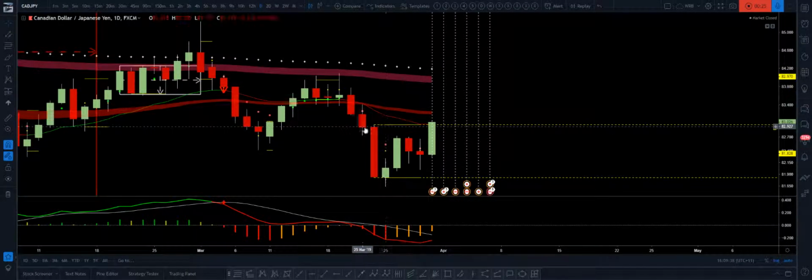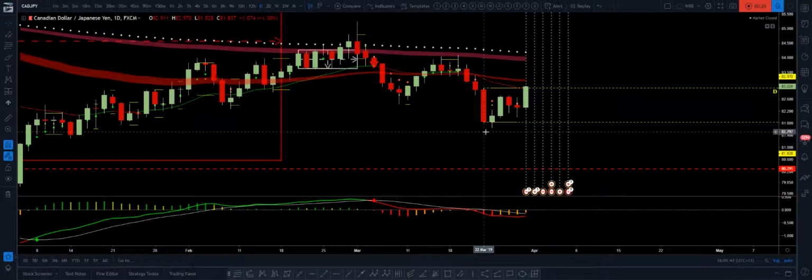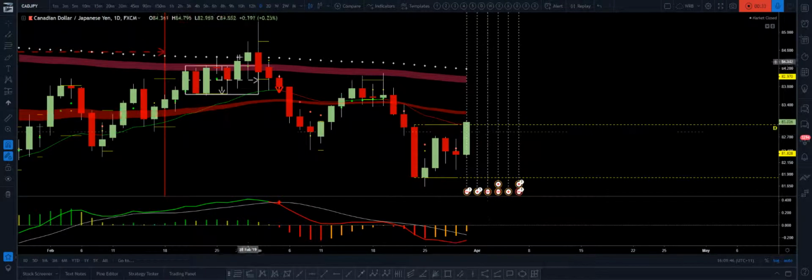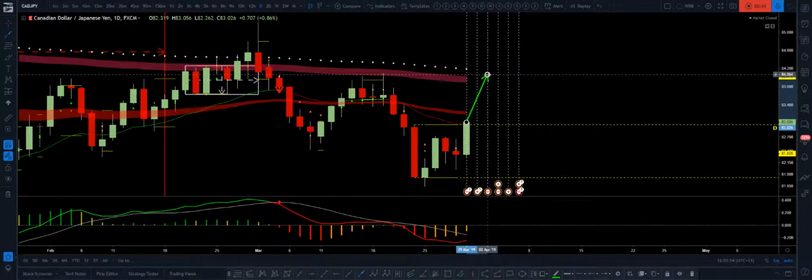breakout. This point is 83. So what I think is for the next couple of days, it could be heading up a little bit, back to the 84 here. So this is 100 points.